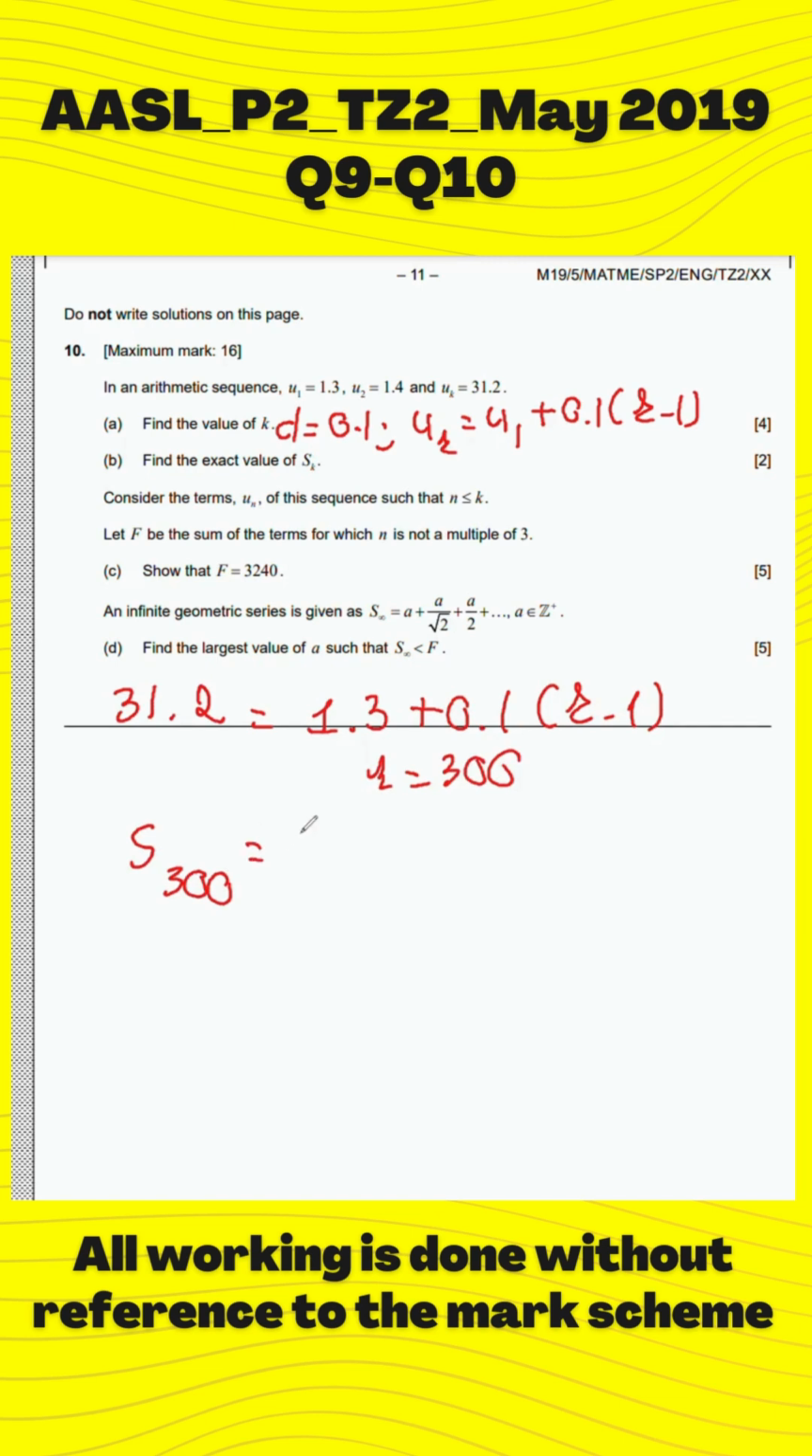Find the exact value of SK, which is S of 300. This will be the first term, 1.3, plus U300, which is 31.2, divided by 2 and multiplied by 300. So we will have 4,875.